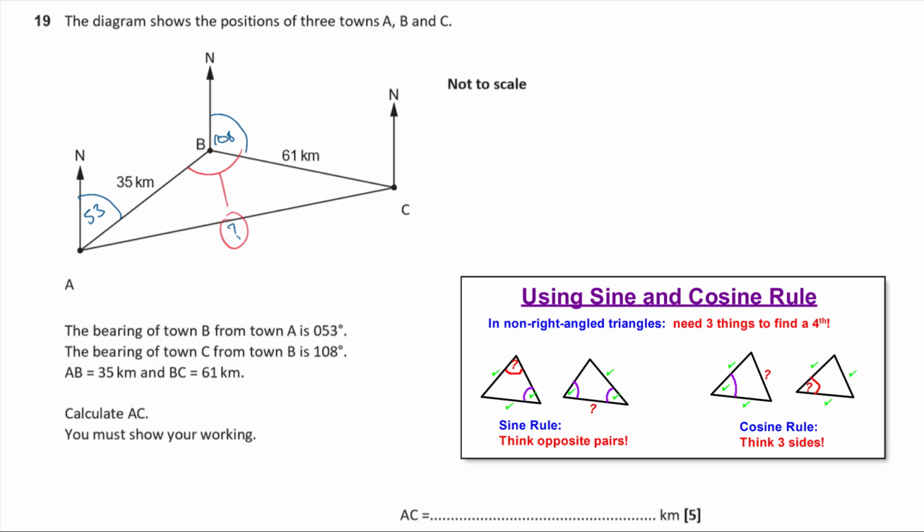Whilst I have the 53, I'm not sure I can calculate this one from it, because I don't know where C is relative to it. I've only got one of the angles in there that I can find for sure. So I don't think I can use the sine rule. I can, however, use the cosine rule, because the cosine rule is about one angle and three sides, and I've got two sides and a third side. So this is going to be a job for the cosine rule. It's not about opposites. It's about two sides finding the third side.